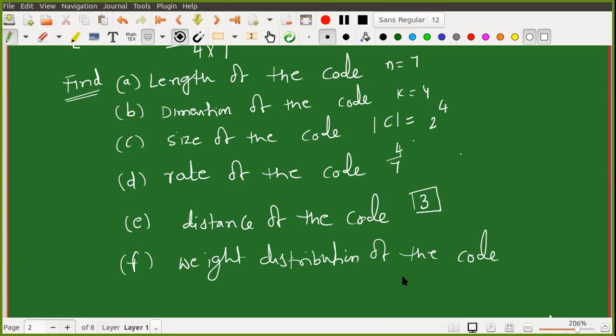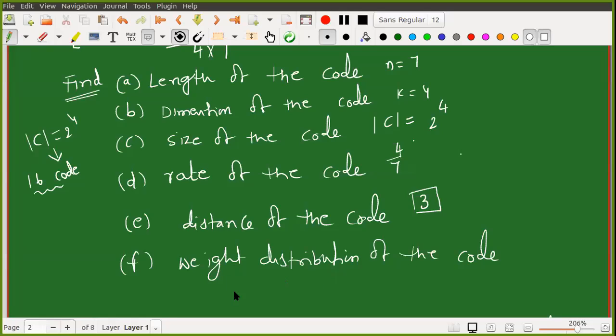So weight distribution of the code. What are the possible weights? Cardinality of C is equal to 2 power 4, that means there are a total of 16 code words, right? Now any code word you take, the weight is at least 3. Distance of the code is 3 means there is a code word of weight 3, and the remaining are at least 4, 5, 6, 7 like that, right? What is the maximum weight? It is 7, right?